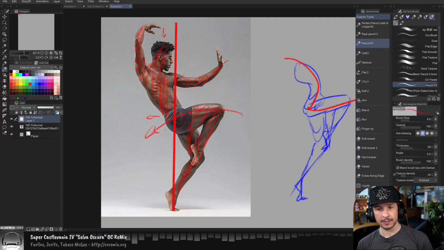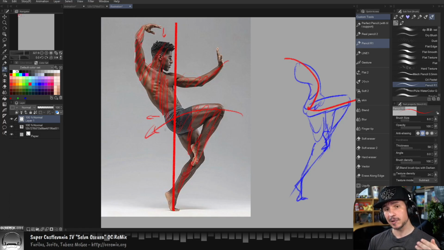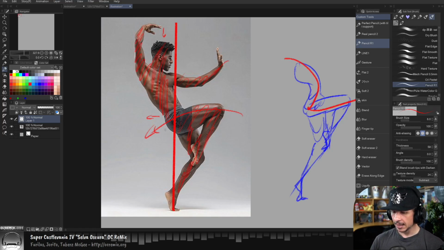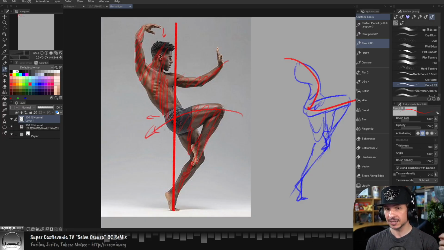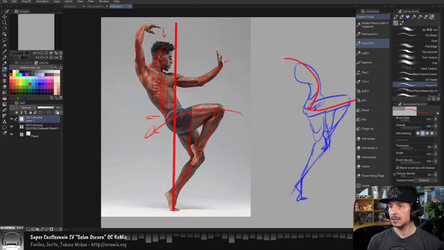So this is where, when you're looking at a pose, not only do you have to think about balance, you have to think about momentum. Momentum is extremely important in any pose, because something that feels like it's out of balance and is not going to work at all can change drastically if the character is actually in motion.